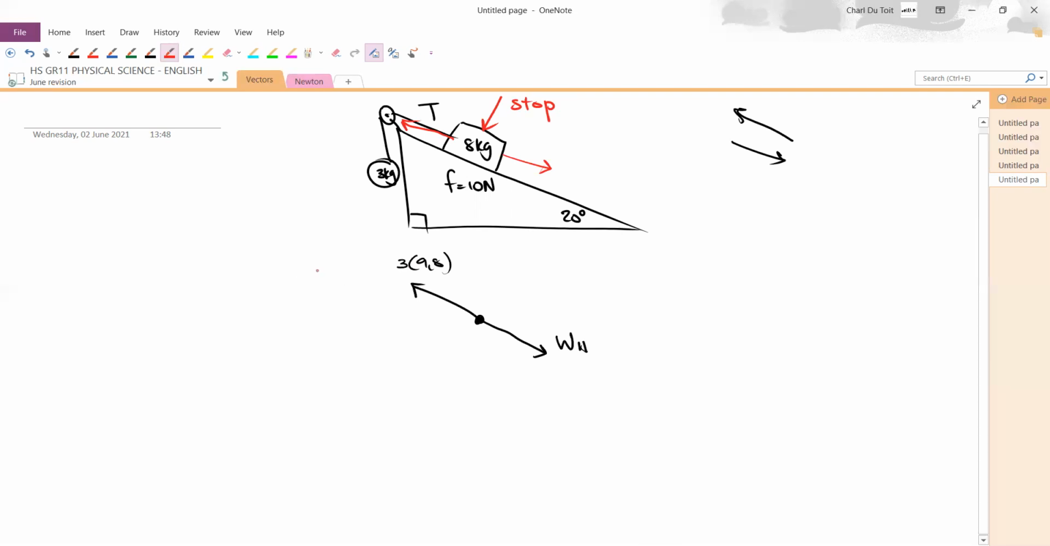This one is easy. This one is 3 times 9.8. This is 29,4. So 29,4 newtons is pulling it up. And the parallel component is mg sine alpha. And that is 8 times 9,8 times sin 20. So that force is 26,81. This is a big problem. So that friction force is not going to help us a lot. I'll have to make the friction like 2 newtons.